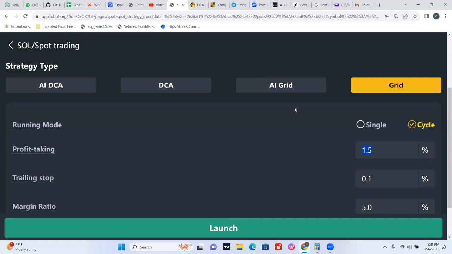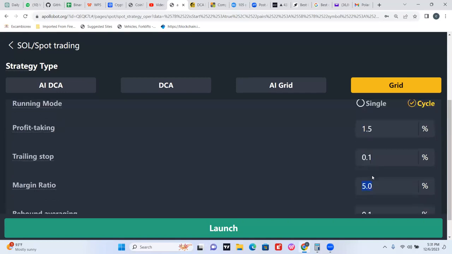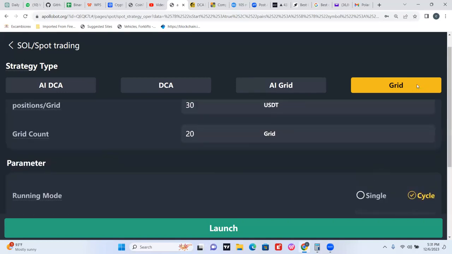So it could pick 1.5, it could pick 2%, it could even pick 0.9. Right? So you can also check them out. So this is how it works. So you can set up your own margin ratio, just like I explained. So that's for the AI grid.